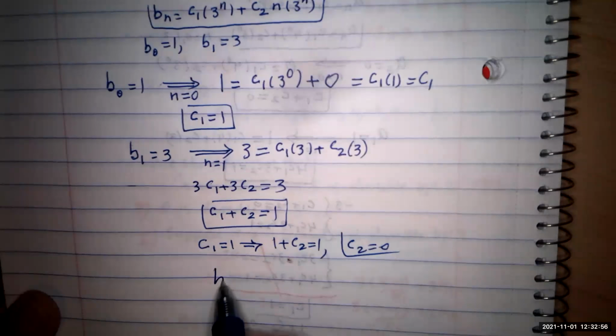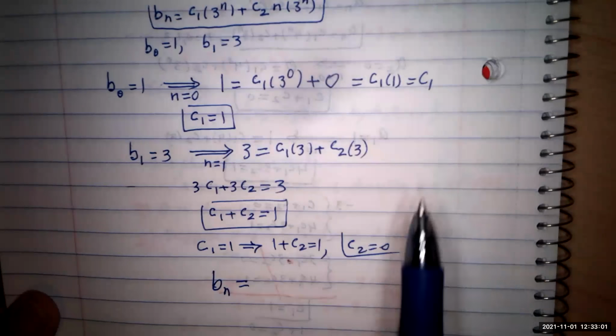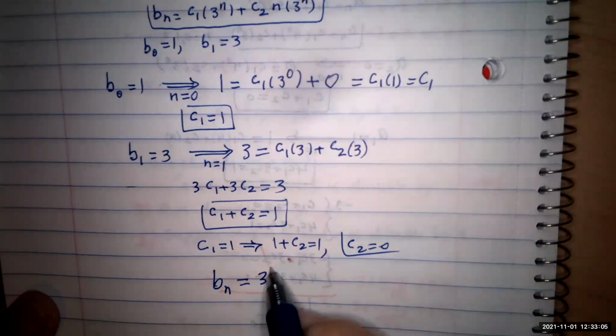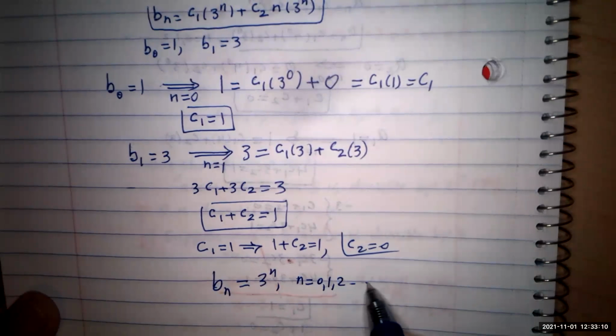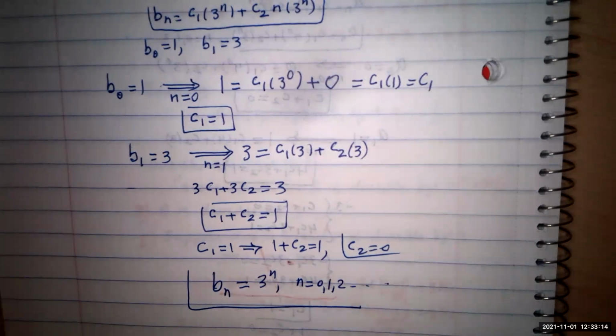So what's the final answer? b_n is equal to just 3 to the n, for n equal 0, 1, 2, etc. So that gives you the solution to the equation. This is not a difficult problem. Make sure you don't miss these numbers. There are parts you can do yourself. Okay, that's it. I don't have time to give you more.